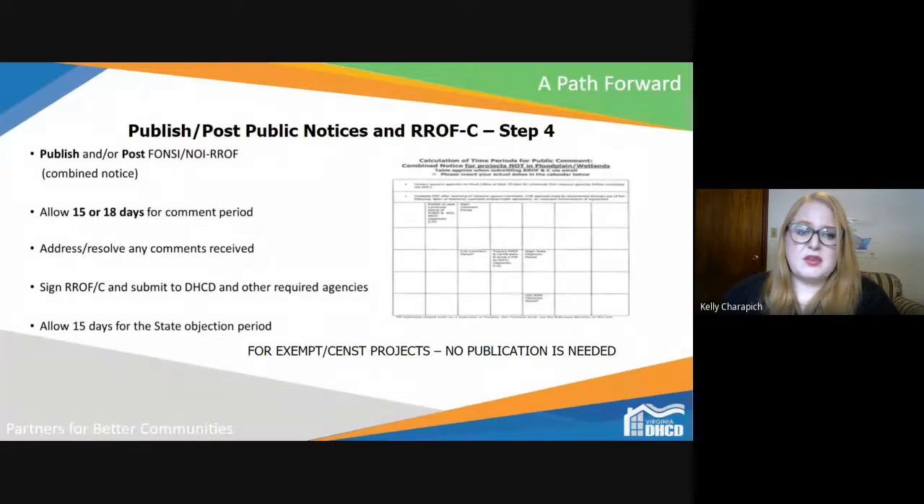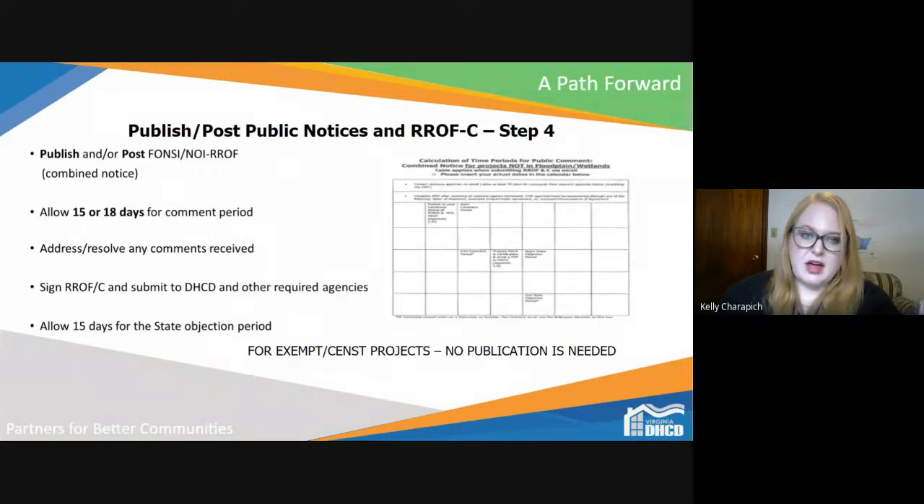If you're publishing your combined notice, you have to wait 15 days. If the day ends on a weekend or a holiday, you move it to the next day. If you post your combined notice, you have to put it at the locality's administration building, in the project area, and on the locality's website. We'll also need a letter of attestation from the locality saying when it was posted and how long it was posted, and pictures of where it was posted as well. You will have your time period.